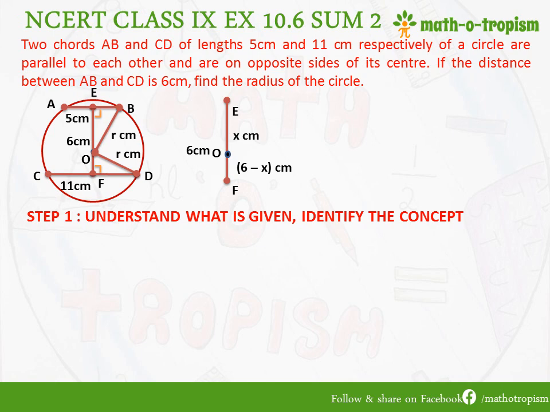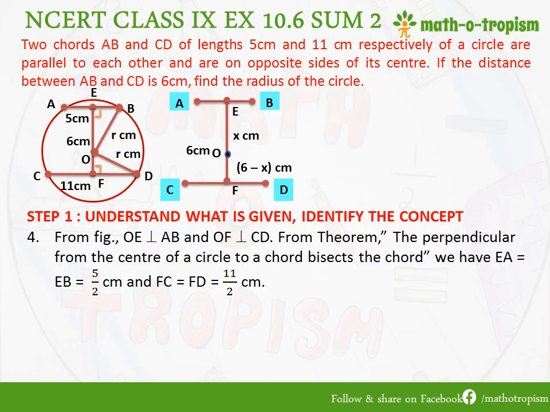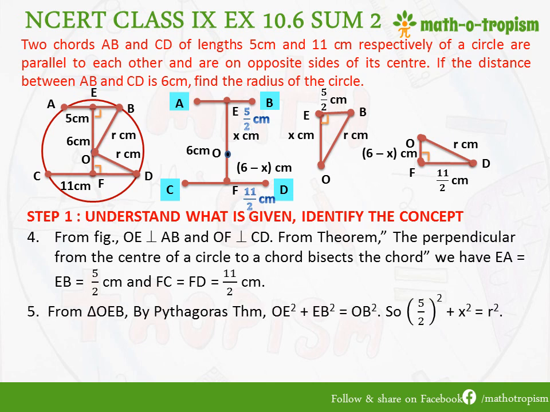When we see the perpendicular and the circle, we remember a theorem that a perpendicular from the center to a chord bisects the chord. So it means OE is bisecting AB and OF is bisecting CD. As a result, EA is equal to EB, which is 5 by 2 centimeters, and similarly FC is equal to FD, which is 11 by 2 centimeters. Keeping this in mind, we now have two right-angled triangles OEB and OFD with all sides given in the figures. First we will take the triangle OEB.